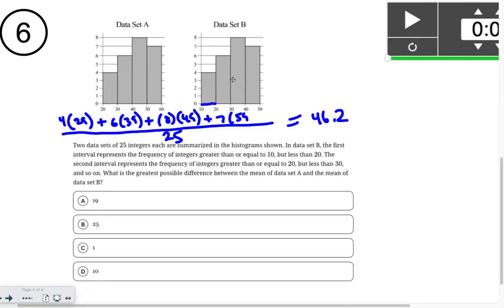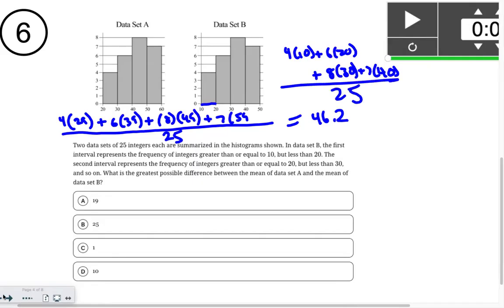And then I'm going to do the opposite in data set B. If I want the largest difference, I want data set B to be the smallest possible. So I'm going to do 4 times 10, as small as possible. Then 6 times 20, and then 8 times 30, and then 7 times 40. And I'm going to divide all that by 25. So I get 40 plus 120 plus 240 plus 280, and I get 27.2.